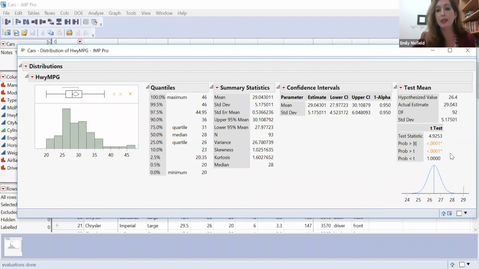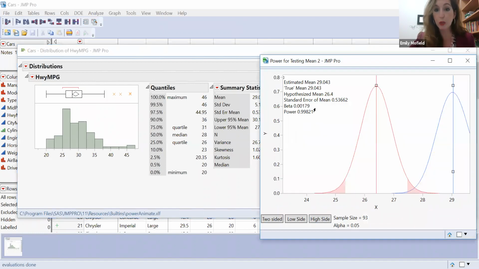Now, because there is a statistically significant difference, I want to know how big are those differences. So what I would do is use an effect size calculator, and I'll do that in just a minute. But before I get off of JMP, I want you to see how to calculate the power. So I click on power animation, and you will see that the power is big. The power is 0.99.